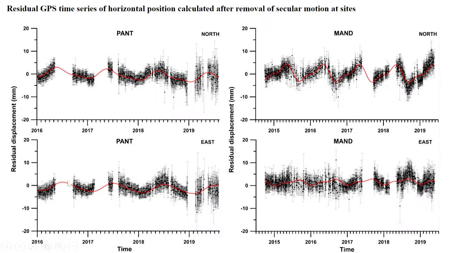If you see the amplitude, this peak is less, and we get the maximum in Mandal. It means tectonic activity is more in Mandal than in Pantnagar, because Pantnagar is in the outer Himalaya.